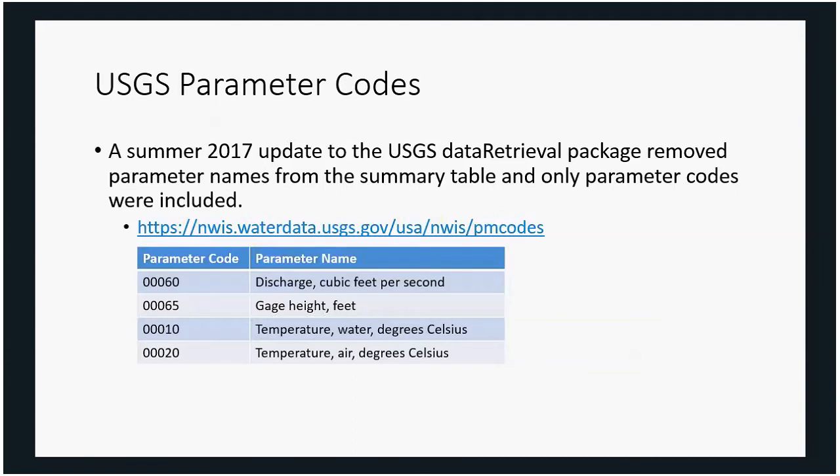When you download the data, part of the report that you get back has the parameter codes, and if you're unfamiliar with the parameter codes, here's a website where you can look them up. One thing is, the dataRetrieval package used to give you the parameter names, but this past summer they modified the package slightly so that it only reports back the codes instead of the names. So you have to be familiar that 60 is discharge, 65 is gauge height, 10 is water temperature in degrees Celsius, and 20 would be air temperature in degrees Celsius.